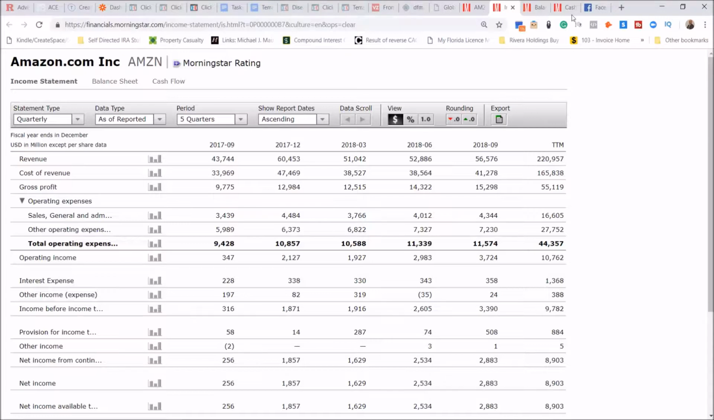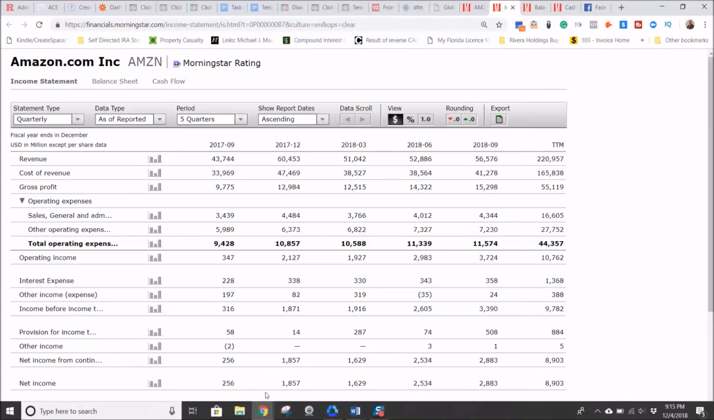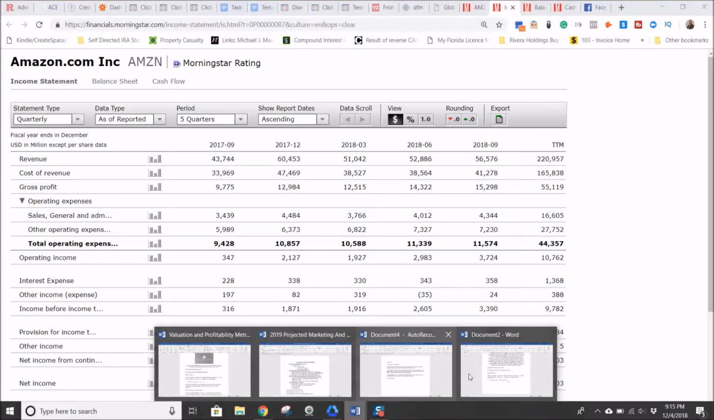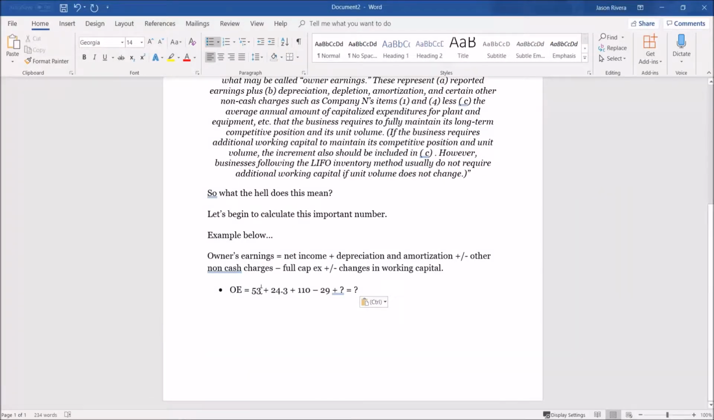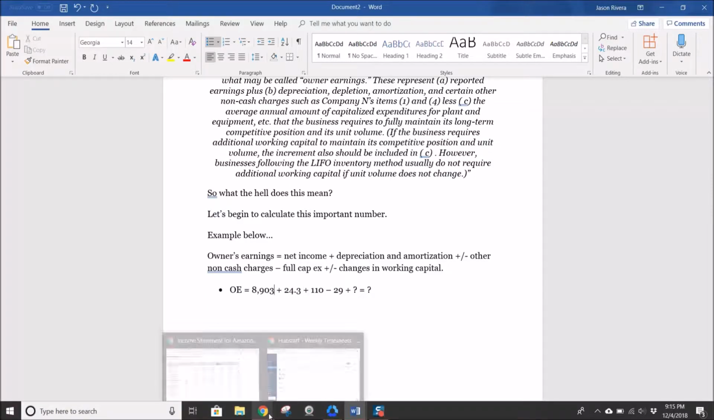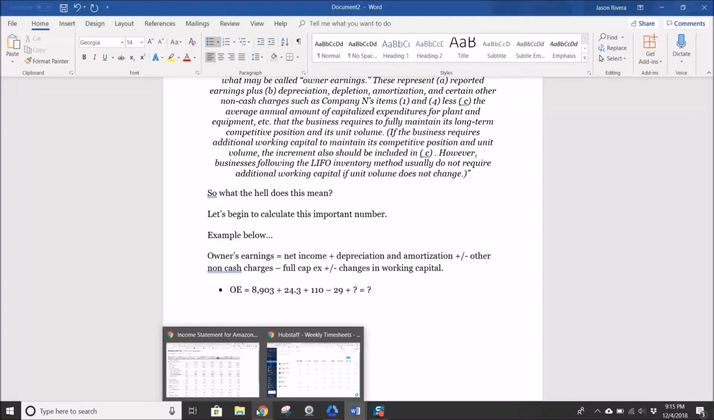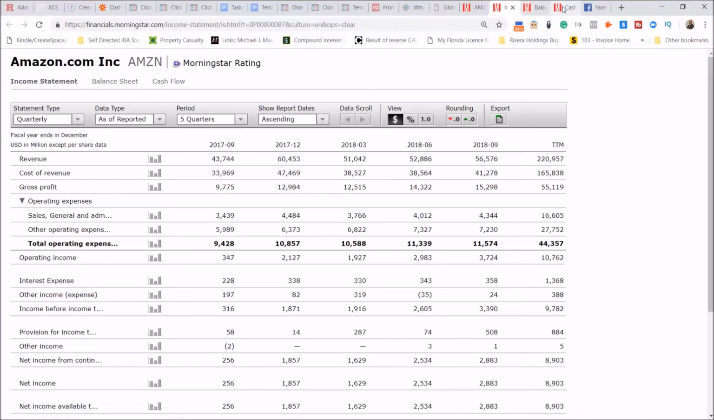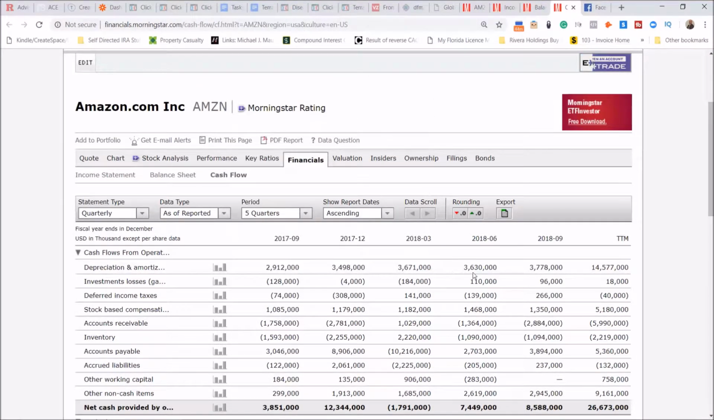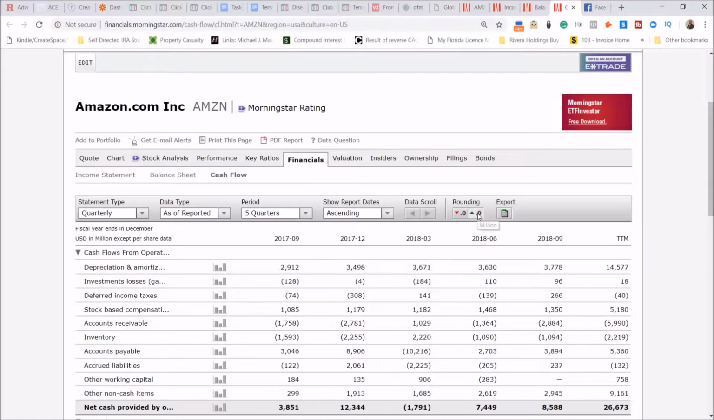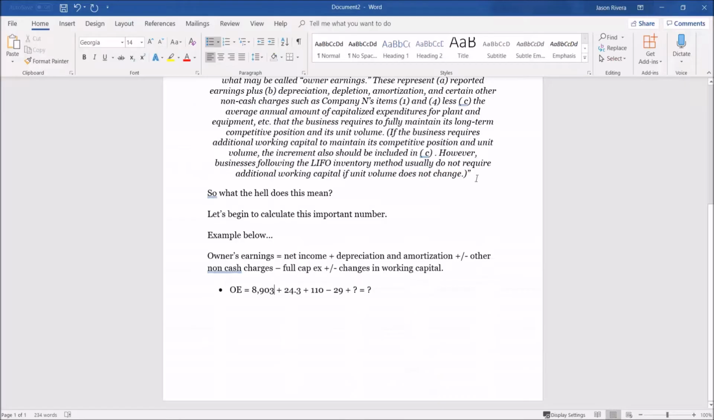So 8903, and these numbers are in millions, so that's billions. $8.903 billion in the trailing 12-month period. Again, if you've watched any of my videos, I don't put all the numbers in here usually to save time and confusion. Okay, what's next? Depreciation, amortization should be on the cash flow statement right here. 14,577.